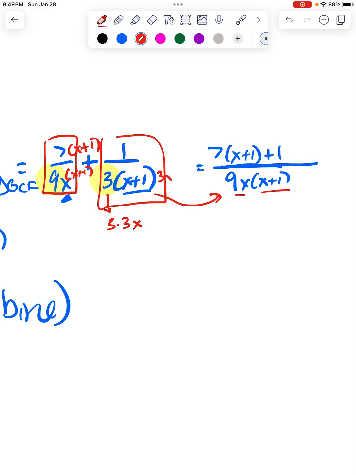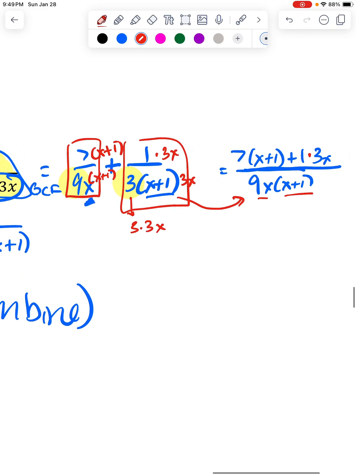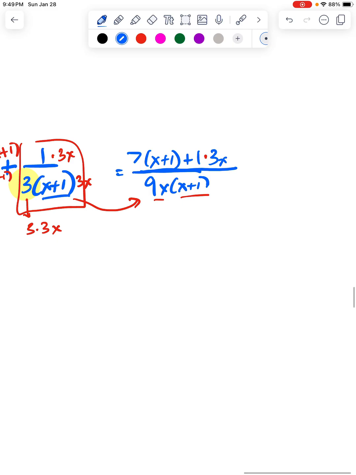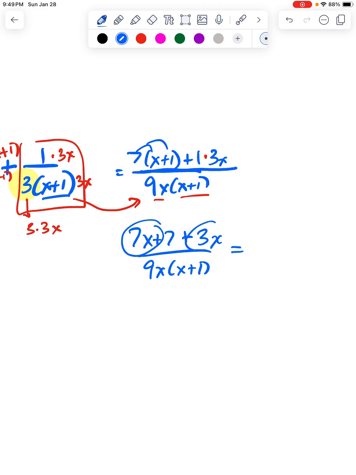So this is going to get multiplied by 3x, so the top is as well, because whatever you multiply by on the bottom, you multiply at the top to get the same thing. Now I'm on the step that says to do the math on the top. That's going to be distributing the 7 and then 1 times 3x. So I'm just letting the bottom stay the same. Then I combine any terms if I can.